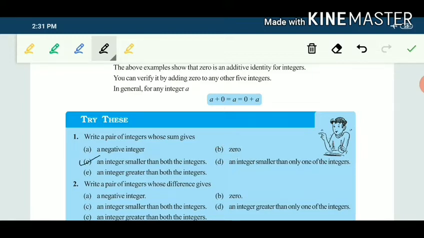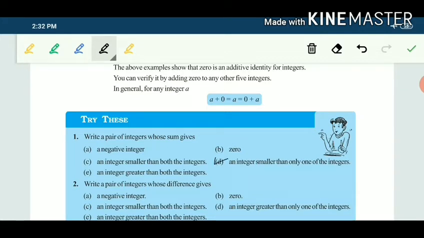C part. An integer smaller than both the integers. It means you have to find the sum of two integers, but their sum is less than those two integers. Take any two negative integers. Minus 2 plus minus 3. Their sum is minus 5. And minus 5 is smaller than minus 2 and minus 3.